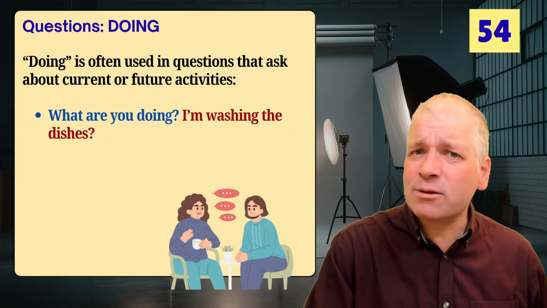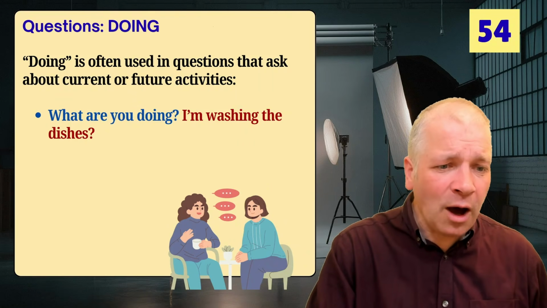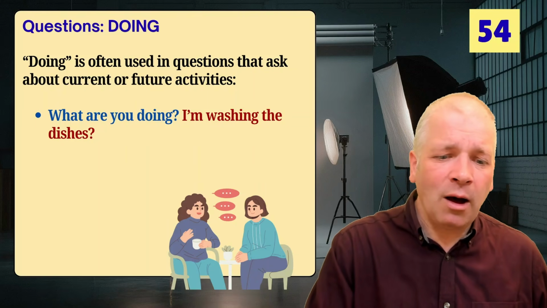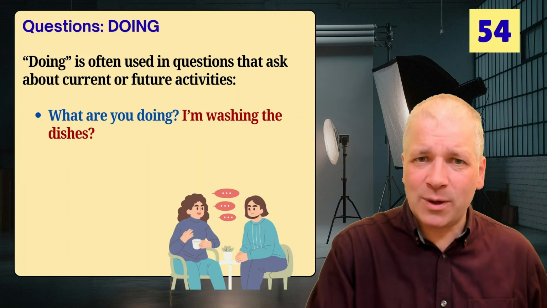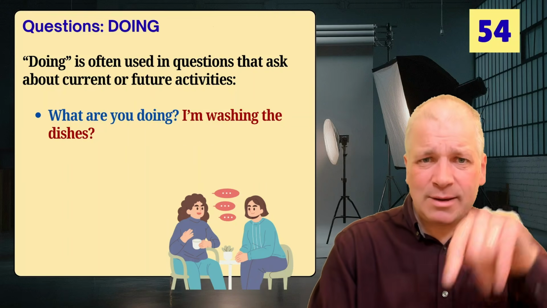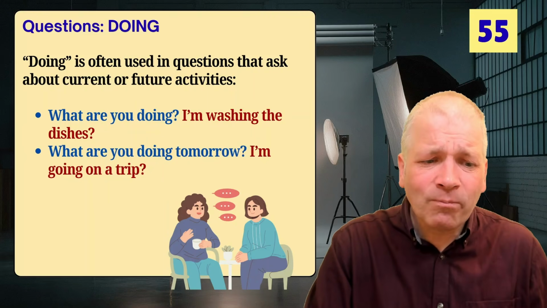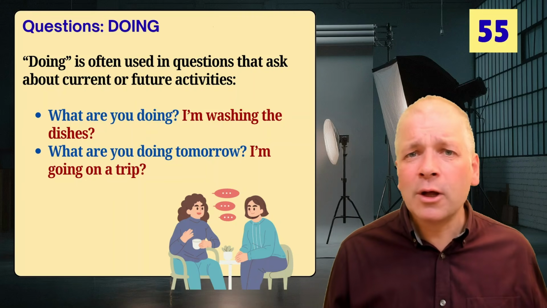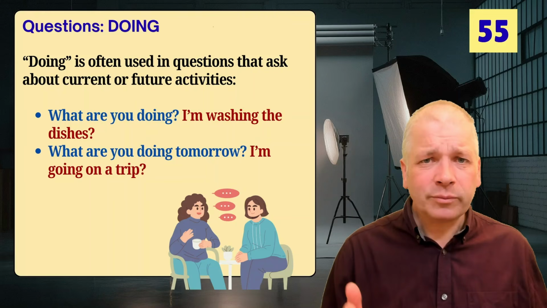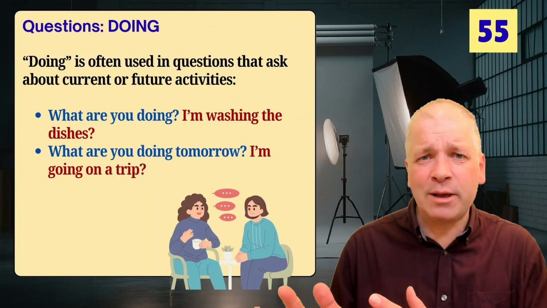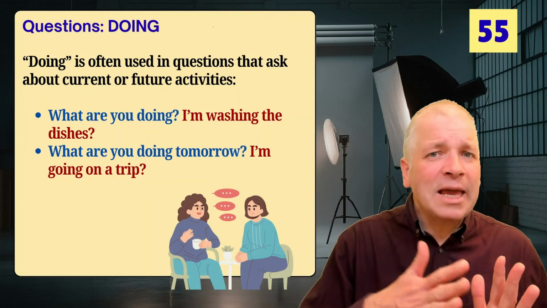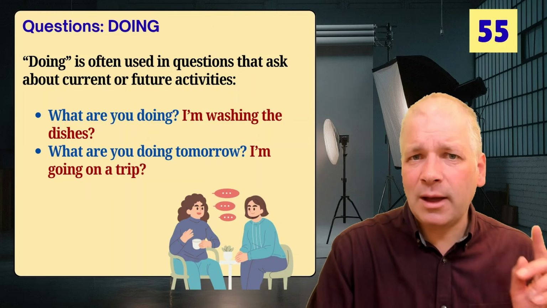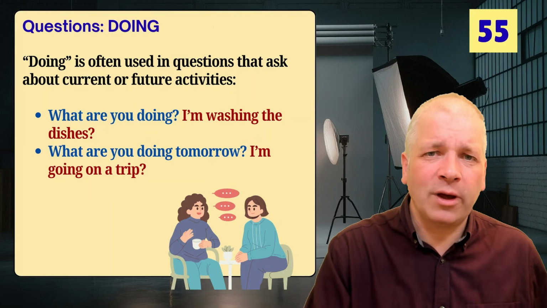Another useful word is doing, which is often used in questions that ask about current or future activities too. What are you doing? I'm washing the dishes. So what are you doing? That's asking about your activities now. What are you doing tomorrow? I'm going on a trip. Activities in the future. How do we tell the difference? Well, with both happening and doing, if we don't add a time phrase, it usually means now. To make it future, simply add the time phrase. Tomorrow, next week, next year. And instantly you're asking about the future happening or doing.